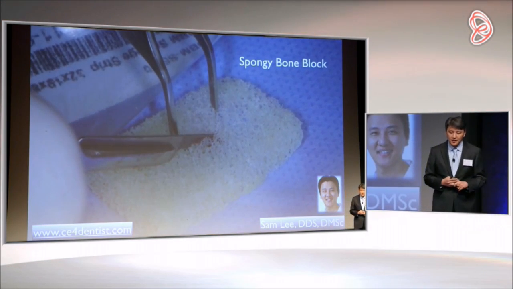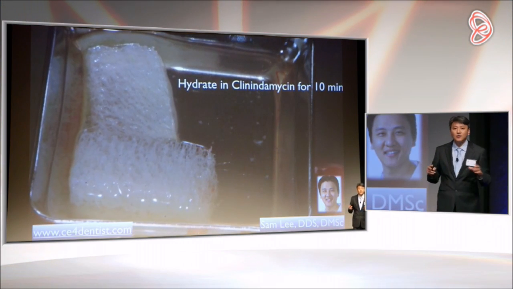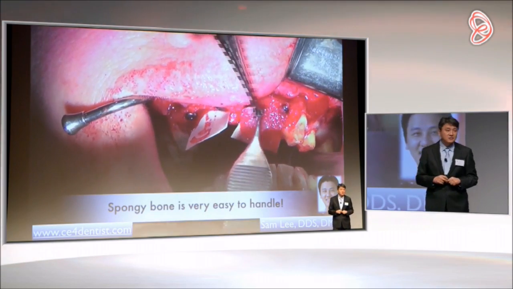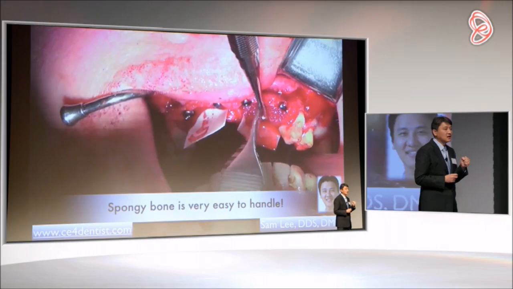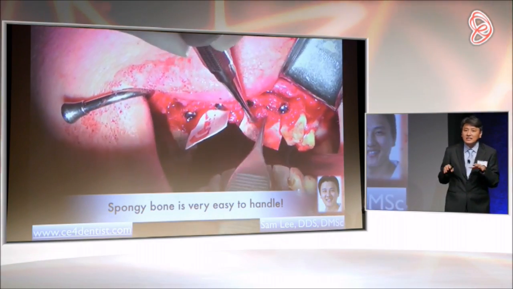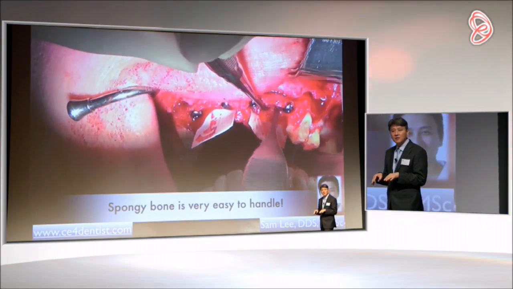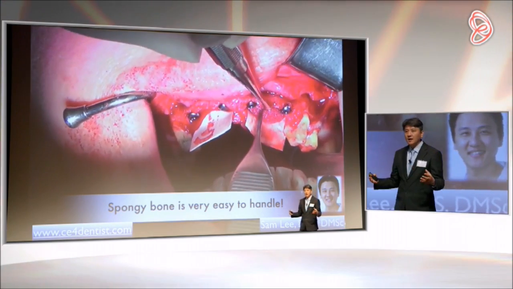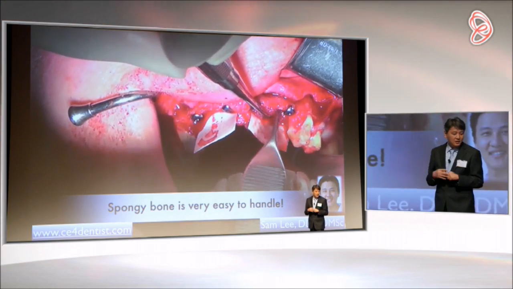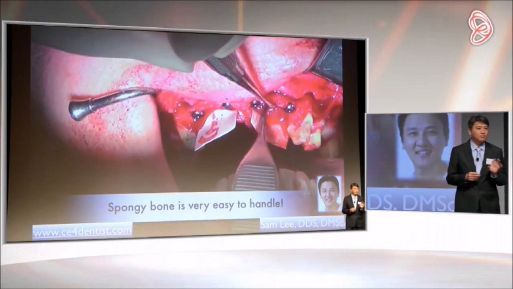So here I'm placing 2 membranes, pericardial membranes, and we hydrate the bone in clindamycin for 10 minutes. As you can see, because it has memory, because it is like sponge, foam, we are able to insert this bone inside the flap. And later on, it will have a memory and it will make its own shape. And because of the handling, this bone graft material completely changed the way we practice dentistry.